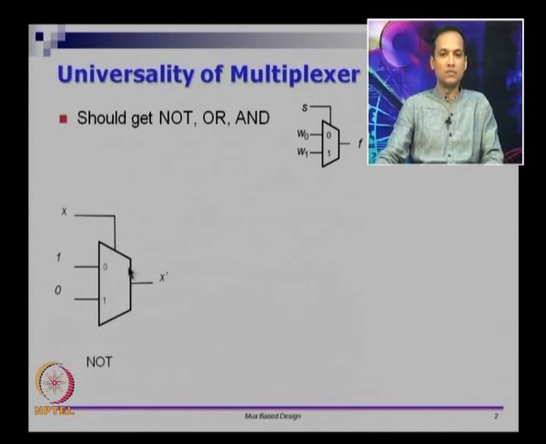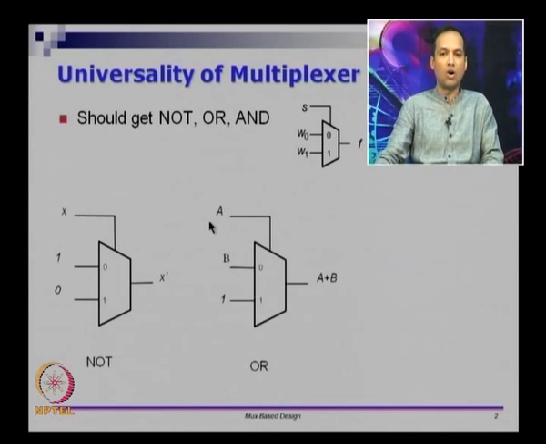You can see why. The multiplexer's function is x bar and 1 plus x and 0. So, if x is 0, the output will be 1, if x is 1, the output will be 0. That is what we want in the NOT gate. So, we got the NOT ready.